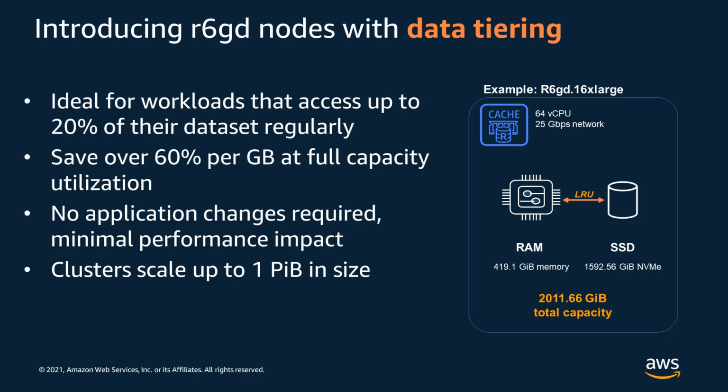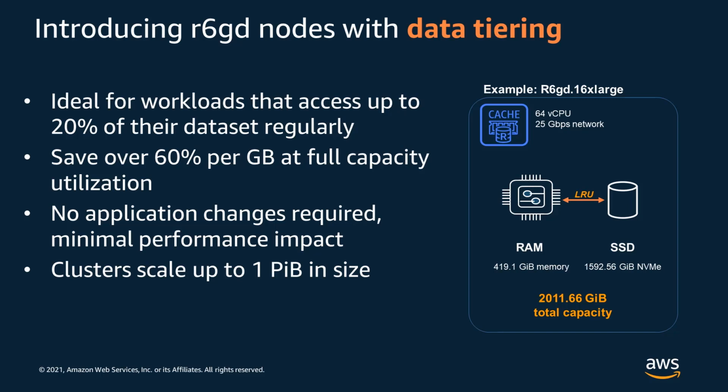The way we choose which data to move from memory to disk is by using a least recently used, or LRU, algorithm. In other words, when you're using a cluster with data tiering, ElastiCache will monitor the last access time of every item that's stored. When memory fills up, it chooses the item that was accessed least recently, or in other words, the longest amount of time ago, and moves it from memory to disk.